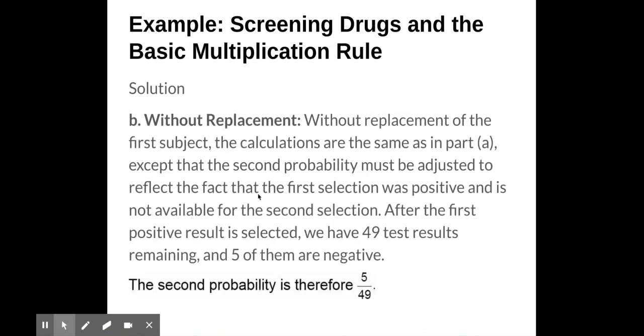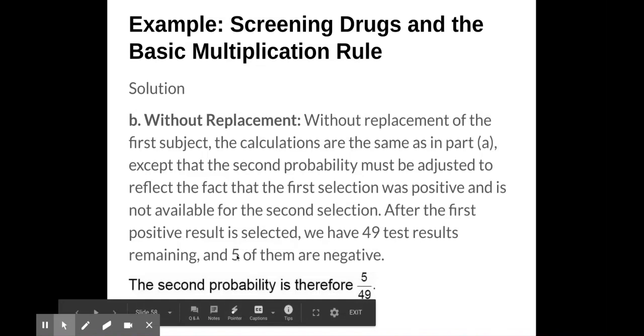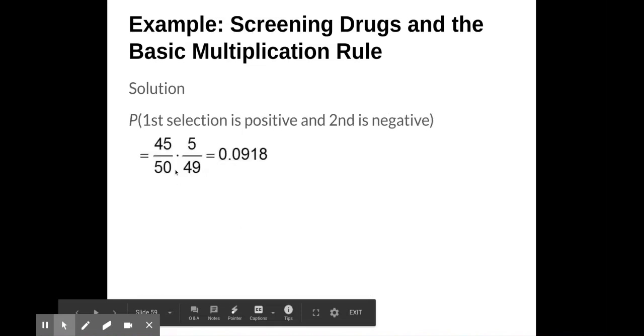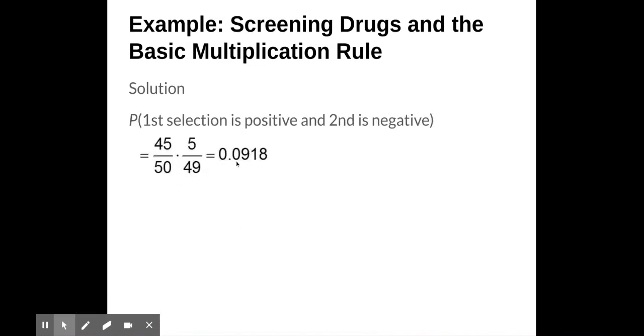Now, if we don't replace, the first probability stays the same. The first probability of somebody getting a positive test is the same. The difference is the second probability of getting a negative test, because there's still 5 of those people, but now there's only 49 people to select from. So the second probability, the probability that the person has a negative test, is 5 over 49 instead of 5 over 50. And so when we multiply those together, we get a probability of 0.0918.